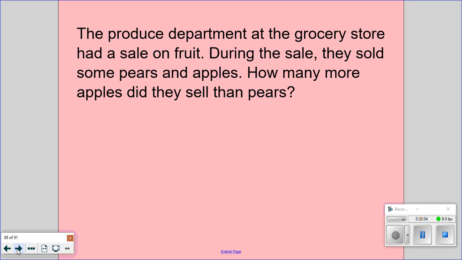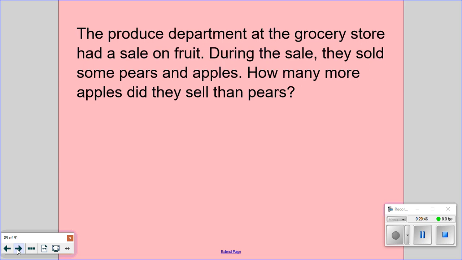What do you know? Mackenzie? That there's more apples than pears. We know they sold more apples than pears. How do you know that, Mackenzie? There's no number. Because they said how many more apples did they sell? Yeah, so even though there's no numbers, we still know they sold more apples. What else do we know? Caleb? That they were talking about apples and pears. Yep, they sold apples and pears. Evelyn, what do we know? That they're selling fruit.